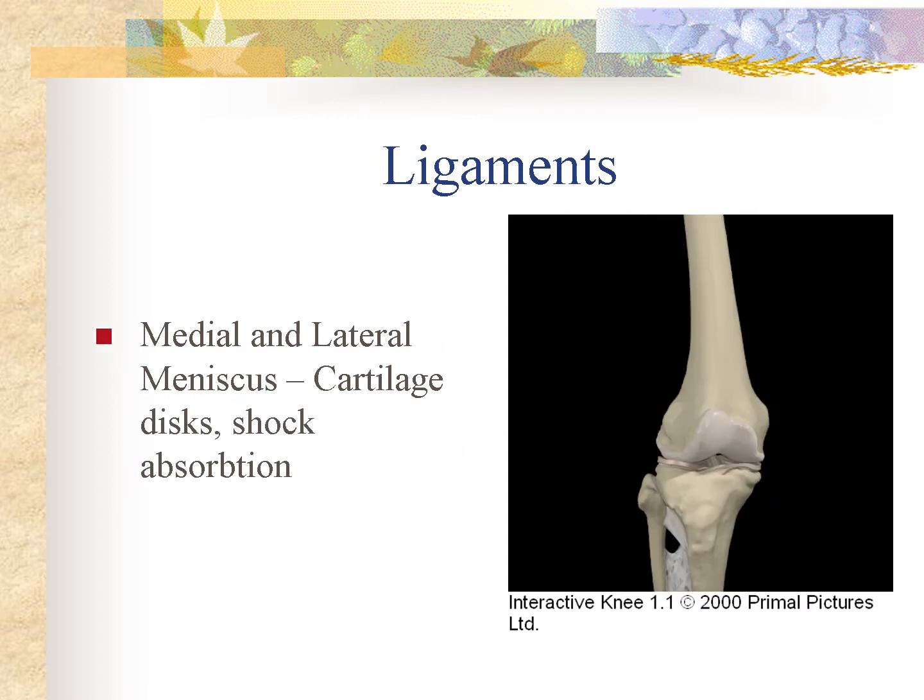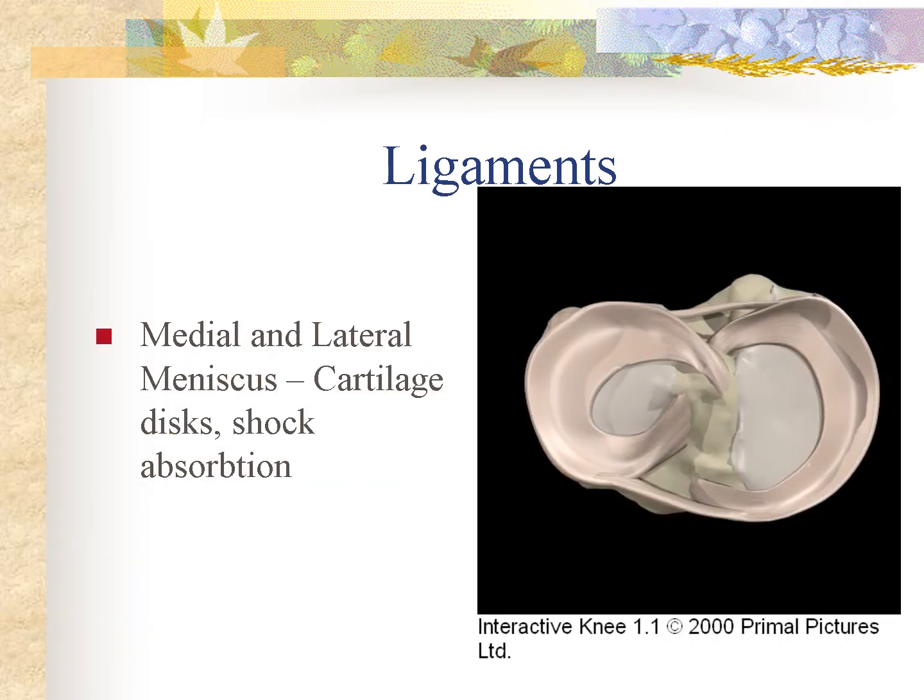We also have a medial and lateral meniscus, which is a cartilaginous disc that creates shock absorption. If we look down from the top of the tibia, removing the femur, we can see this sort of figure eight arrangement. And one of the things that you might hear about is somebody having a meniscus tear.